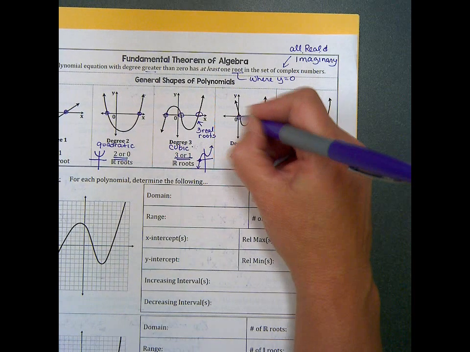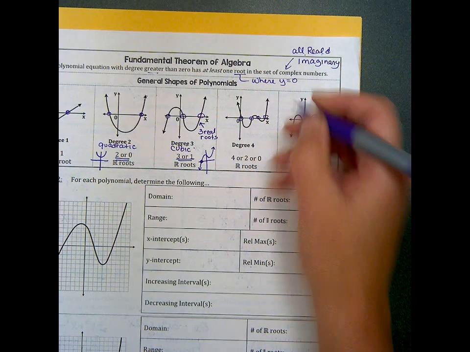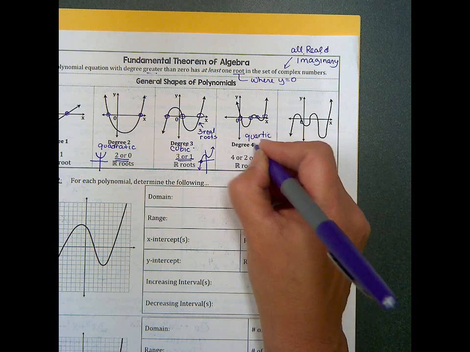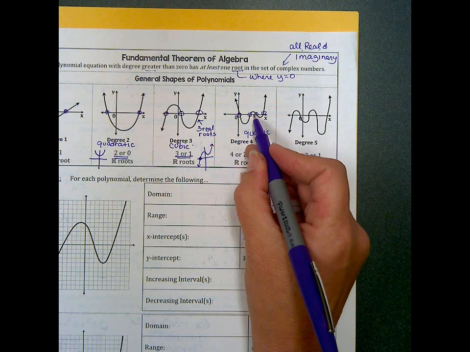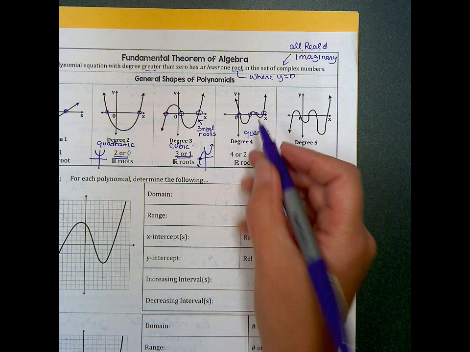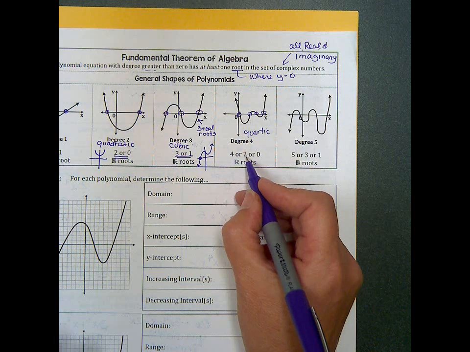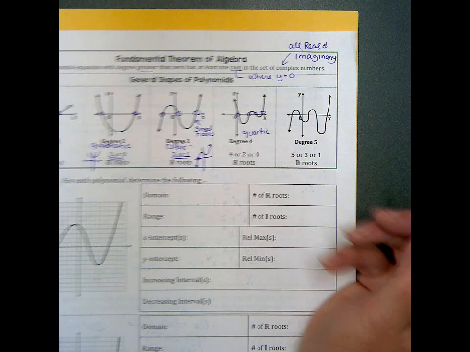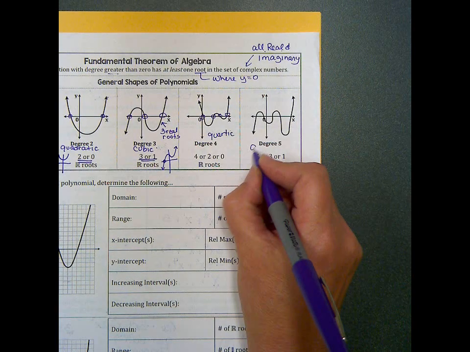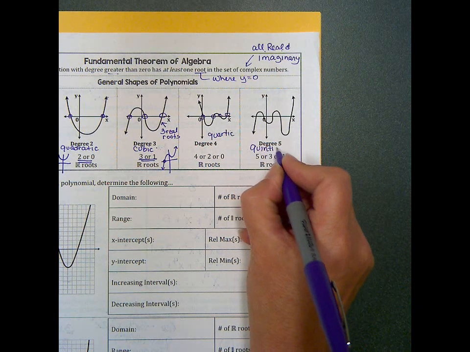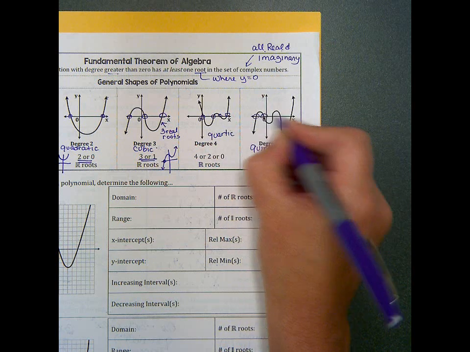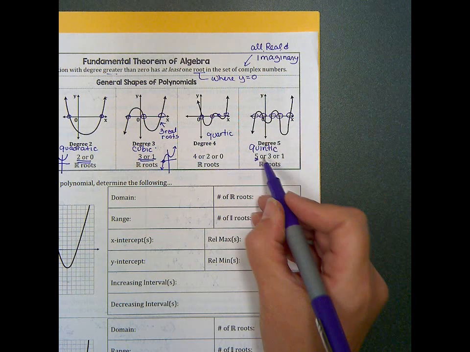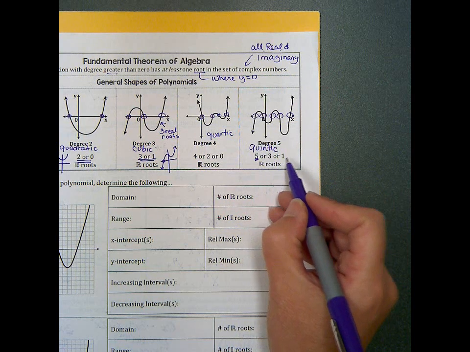Degree 4, there's 1, 2, 3, 4. This is quartic. Degree 4, it has 4 real roots in the picture, 4 x-intercepts, but it's possible it could have had 2 or it could have had 0. So again, we're subtracting by 2 till we get down to 0. Degree 5, quintic. In this picture, we have 1, 2, 3, 4, 5 real roots, so that's the maximum, but it was possible I could have had 3 or had 1.